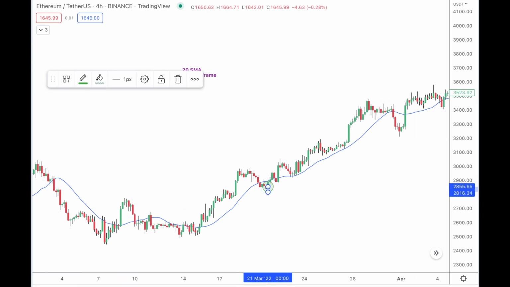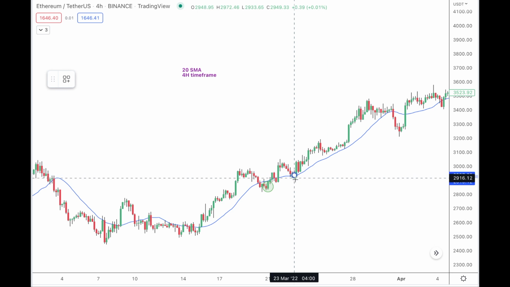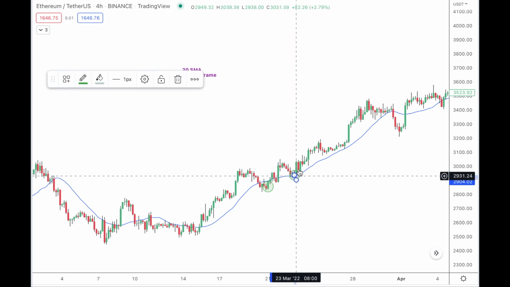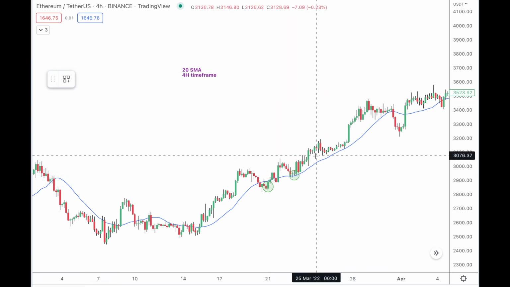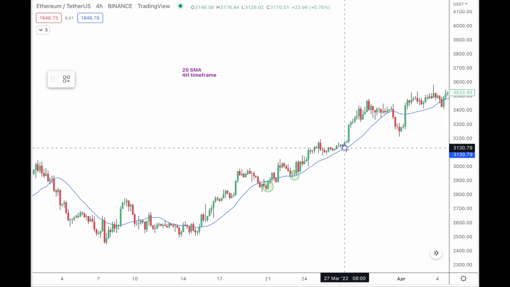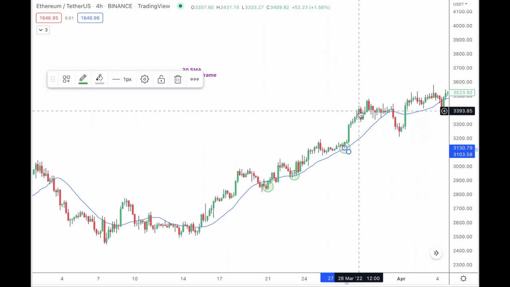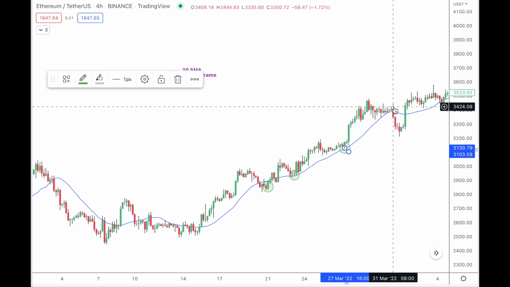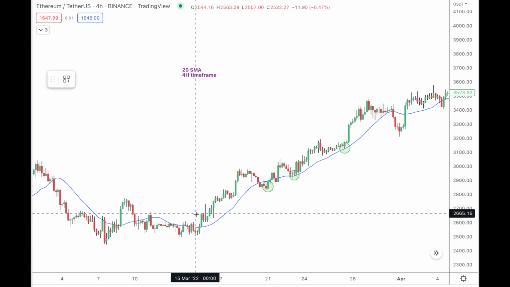So here we can see the different areas where price came back towards the moving average. All of these different areas, price came back and basically touched it before moving back up to continue the uptrend. Over here it did break down, but that's fine.